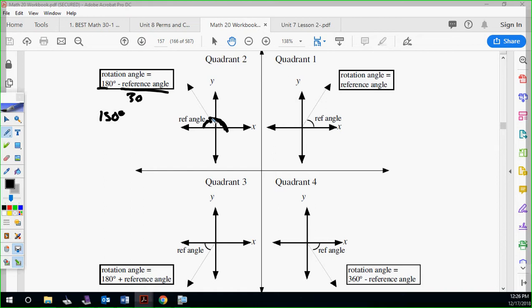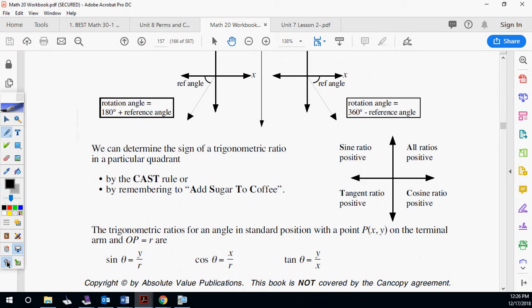Quadrant 1, it's easy. Your reference angle equals your rotation angle. Quadrant 3, you add the reference angle to 180 to get your rotation angle. And in quadrant 4, it's 360 minus the reference angle to get the rotation. Okay, we've already talked about this in previous notes, so we don't have to go over it any further.